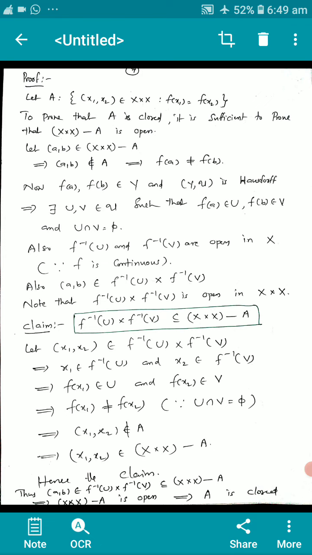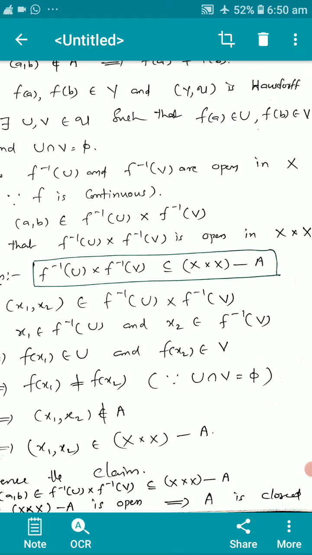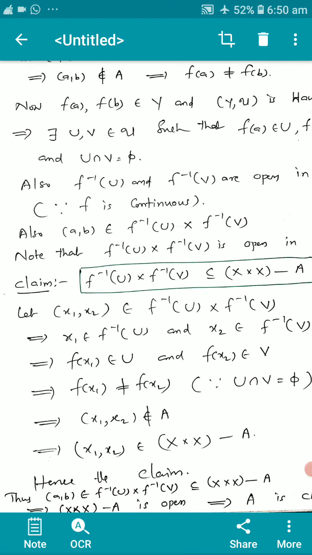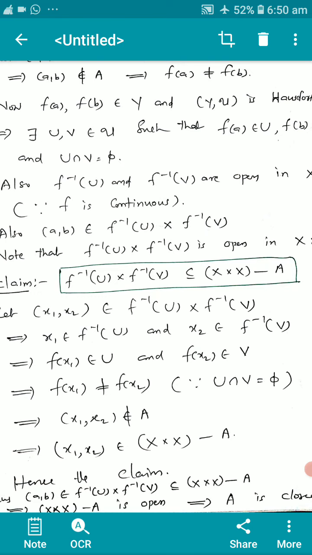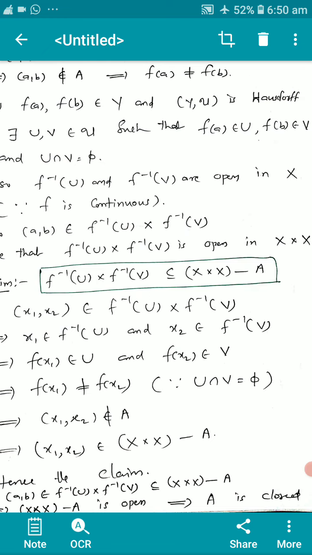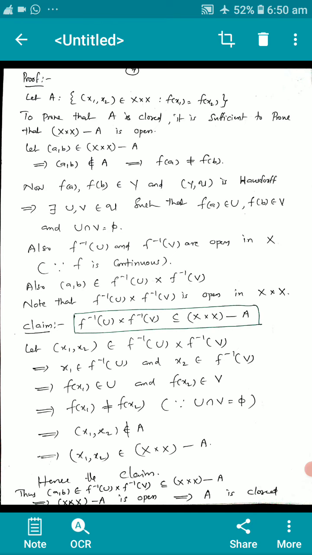This implies (x1, x2) is not an element of capital A, or (x1, x2) is an element of X cross X minus capital A. Hence the claim. On the basis of this claim, (a, b) is an element of f inverse U cross f inverse V, which is a subset of X cross X minus A. This implies X cross X minus A is open, or A is closed.